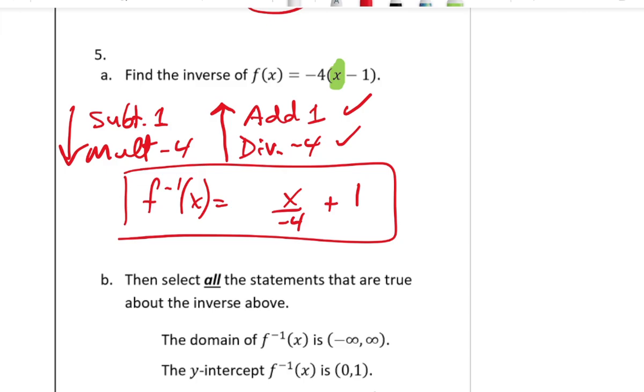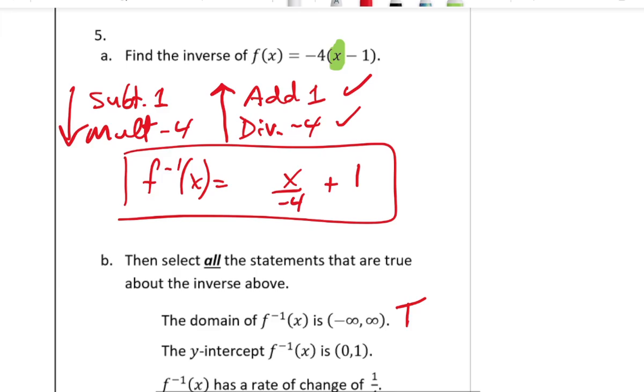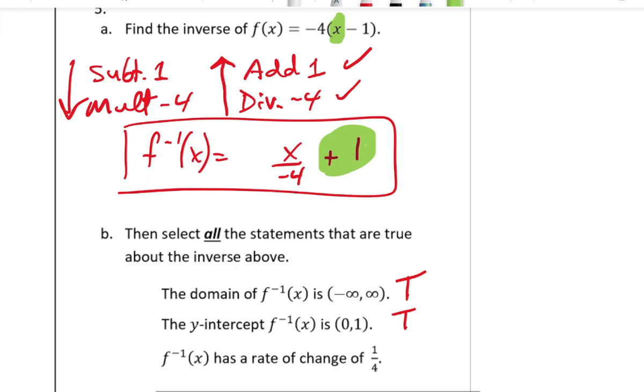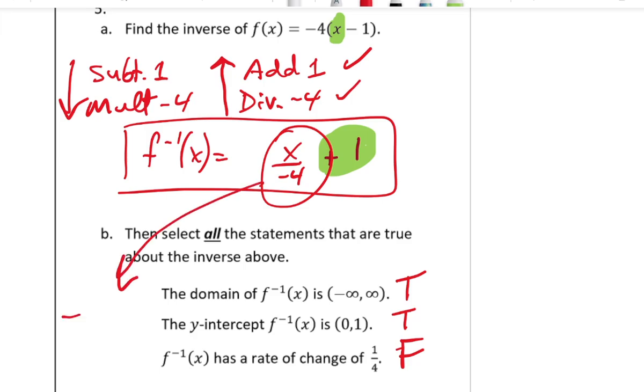Select all the statements that are true about the inverse. The inverse's domain is negative infinity to infinity. This is true because it's linear and there are no restrictions. The y-intercept is 0, 1. That is true. That plus 1 at the end means the y-intercept is 1. And the rate of change is 1/4 is false. Because, excuse me, it's actually negative 1/4. So this is the same as saying negative 1/4 times x.